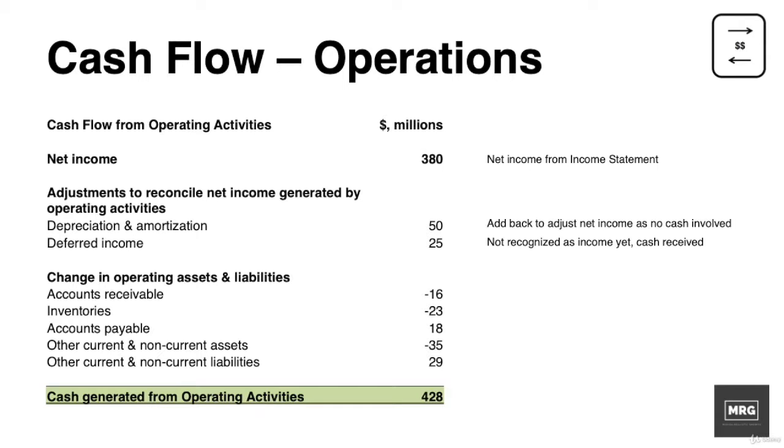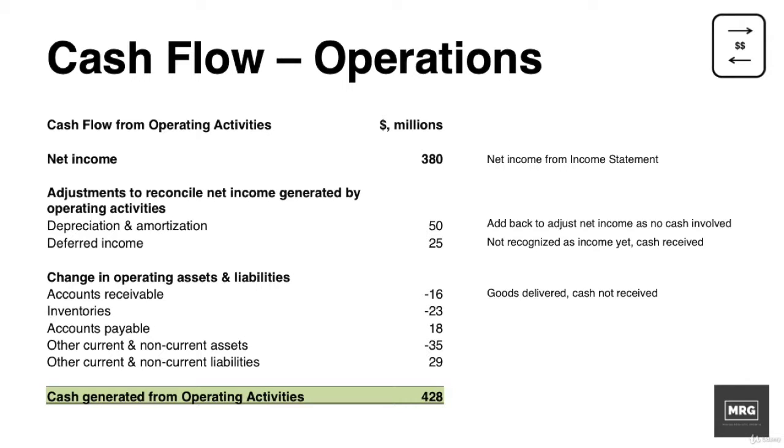We also need to make some adjustments for deferred income. In this example, 25 million is not recognized as an income yet, but we have already received the cash. There are some instances where a customer pays you or gives you the cash upfront, but the goods and services are not invoiced or delivered, so it's not recognized as an income yet. For this instance, we have received the cash, but we have not recorded it in the income statement, so you have to add back the cash into this cash flow from operations.